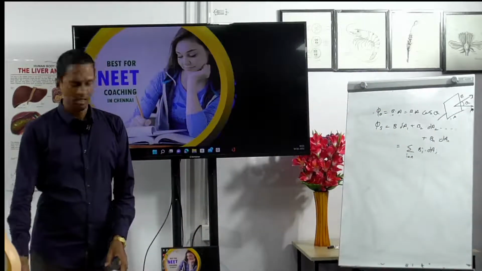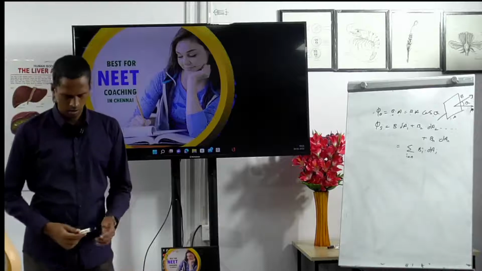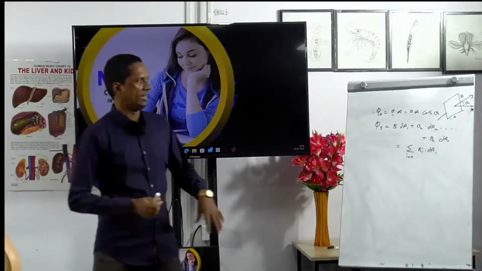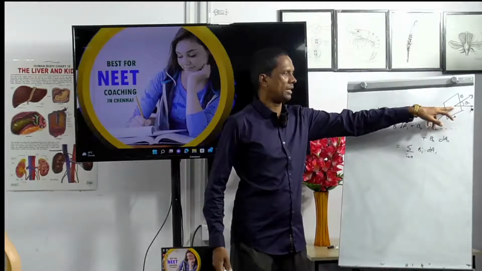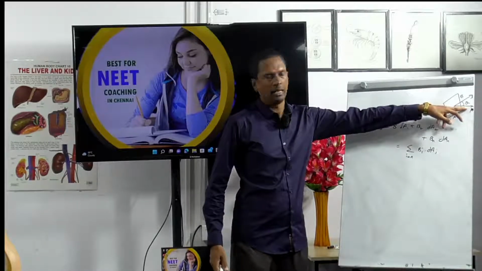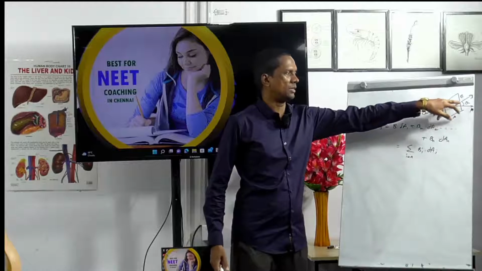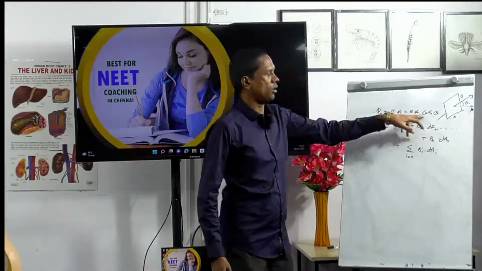So this is a given area, and this is a magnetic field. This one is perpendicular. So this is the theta. So that is BA cos theta.